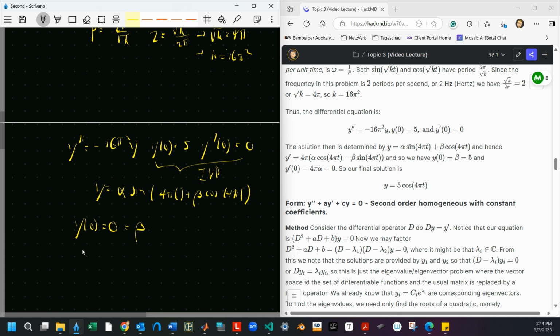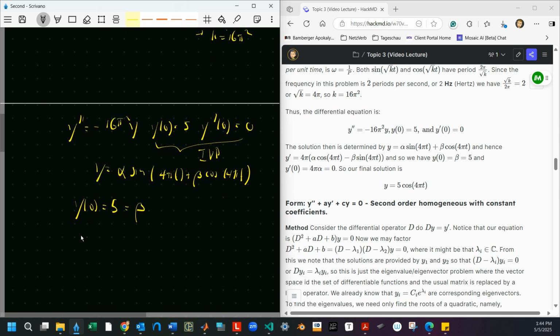So beta equals 5, right? And then we have that y prime of 0 is alpha 4 pi cosine 4 pi t, plus minus, because we're going to take the derivative of cosine and get a negative sign there, so minus 4 pi beta sine 4 pi t. We plug in 0 there.